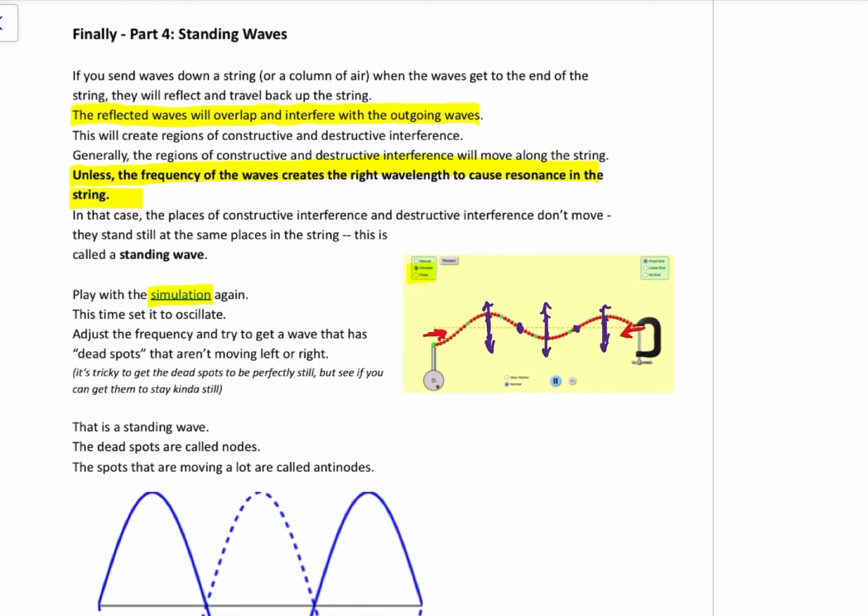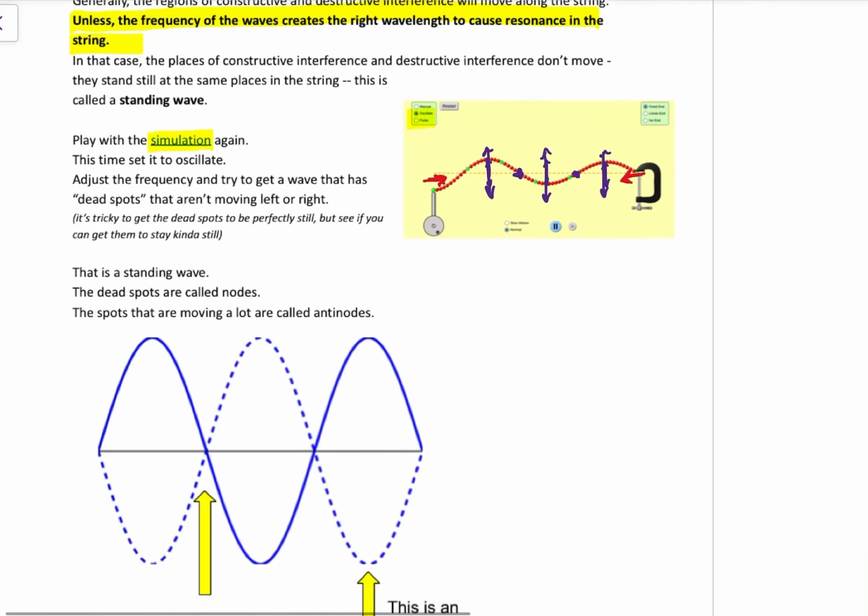If you could set it up perfectly, you'd have these dead spots that aren't moving back and forth left to right, and then really, really lively spots. I struggled to get it going well, so I don't have a video of me doing it, but you play around with it, see what you can do.